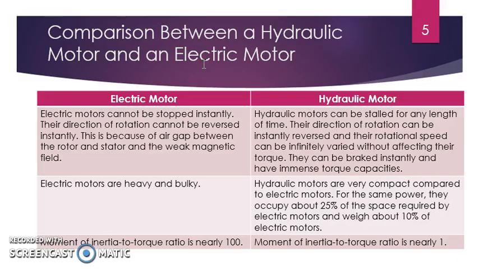Electric motors are heavy and bulky, but hydraulic motors are very compact compared to electric motors. For the same power, they occupy about 20% of the space required by electric motors and weigh about 10% of an electric motor. In an electric motor, the moment of inertia to torque ratio is nearly 100, but in a hydraulic motor, the moment of inertia to torque ratio is nearly 1.